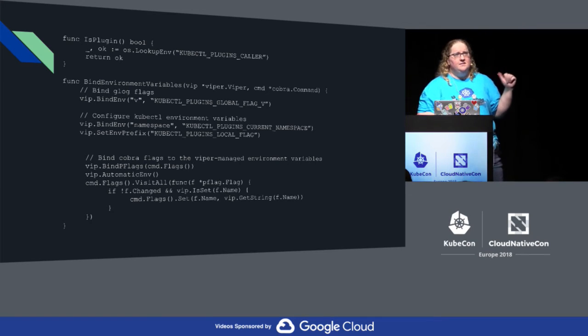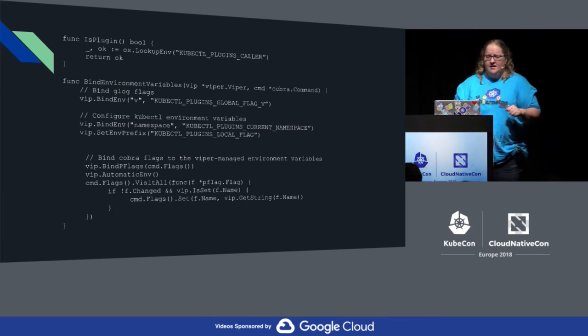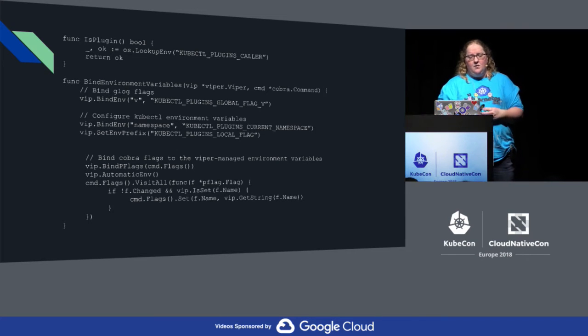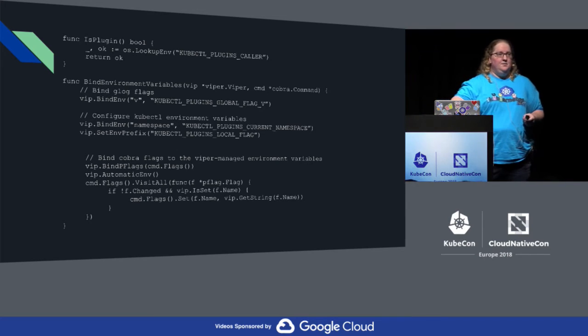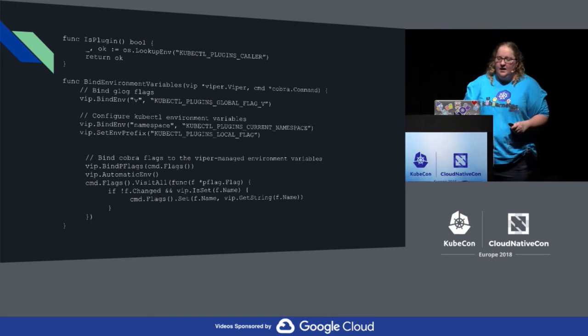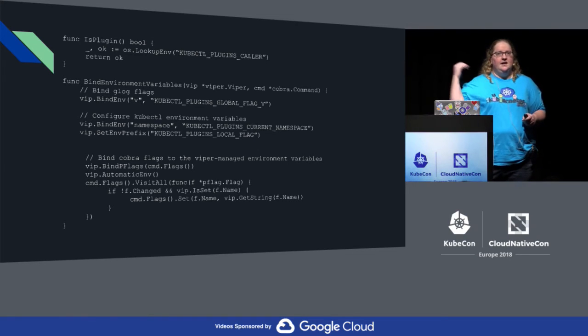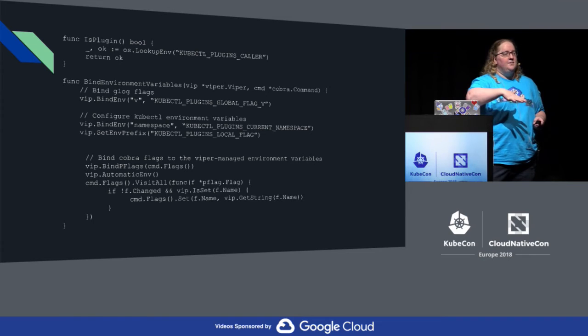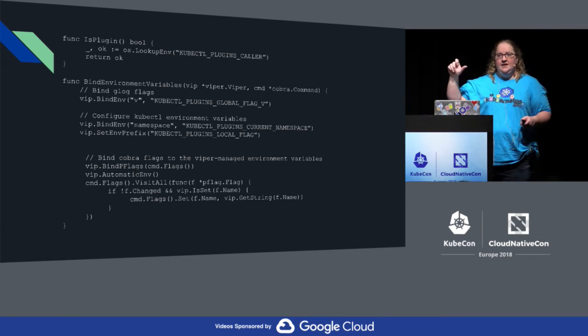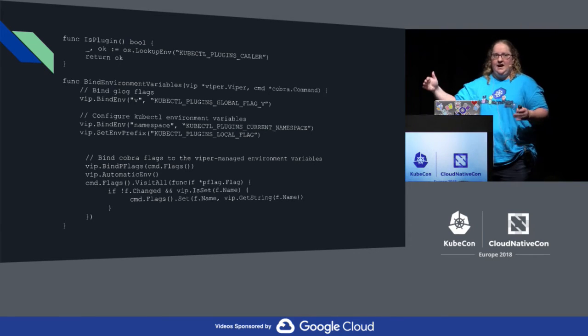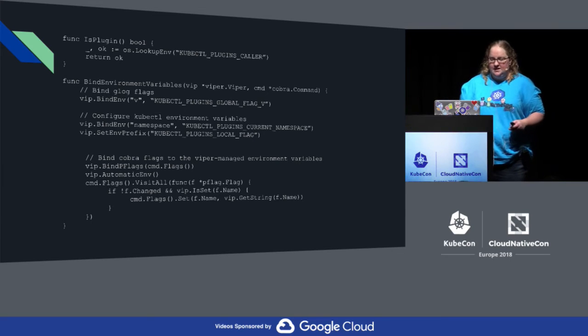You need to do a little bit of fiddling to bind glog's information. And then otherwise, VIP set environment prefix. VIP is for Viper. All of my flags are going to come prefixed with local flag, and this is what you use to tell Viper, hey, my flag may be called foo, but when it comes in as an environment variable, it's going to be kubectl plugins local flag foo, which is a mouthful.